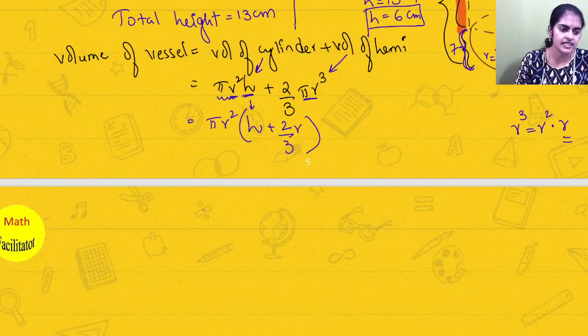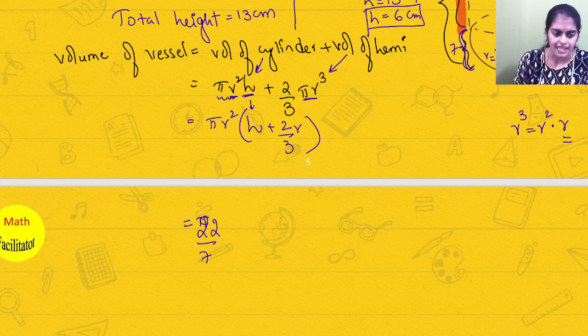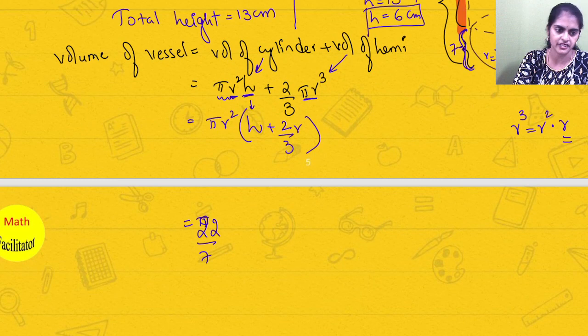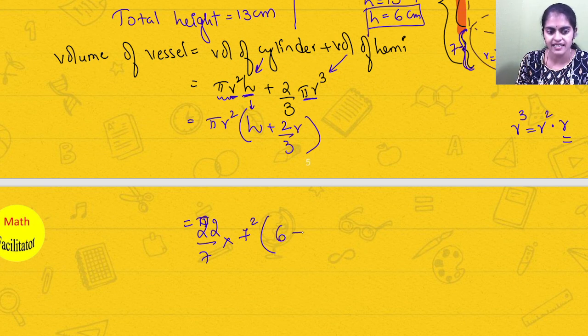Now see here, let us substitute. So that is equal to pi, let me take it as 22 by 7. If in the question they give you pi as 3.14, then take it as 3.14. Otherwise, take it as 22 by 7. It will help you in your calculation. Now multiplied by, what is the radius? Radius is 7. So 7 square into height. Height is 6, the height of the cylinder. Always, whatever you are writing, you have to remember for which shape you are writing. Is it for the cylinder? Is it for the hemisphere? So it is for the cylinder. So it is 6. 2 by 3 into, again the radius is 7.